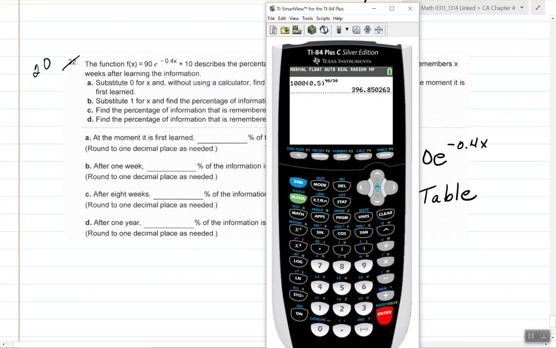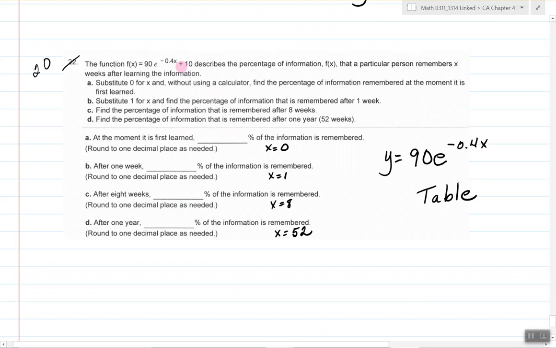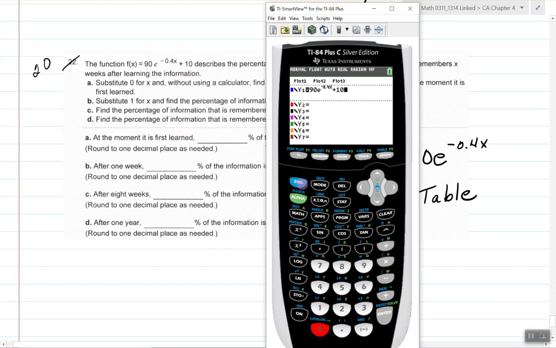All right, go into my calculator, go to my y equals, clear out what's in there, and let's see, it is 90, second of the ln, and this is negative 0.4x. Use parentheses if yours is different. Now, if you're using one like mine, you've got to get out of that and then plus 10, because we have a plus 10 that is not in the exponent. Go to second table.